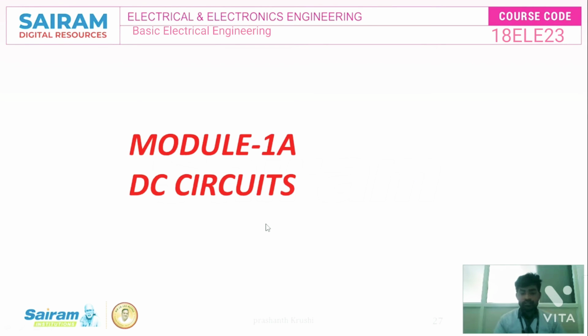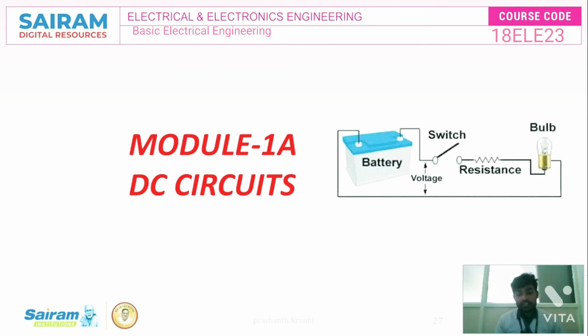Module 1, DC circuits. We have a DC power supply, a switch, one resistance for opposing the flow of electrons, and a bulb. Already I have given this in the previous video. The best example is a two-wheeler vehicle. If you switch on the lamp, the lamp will glow.